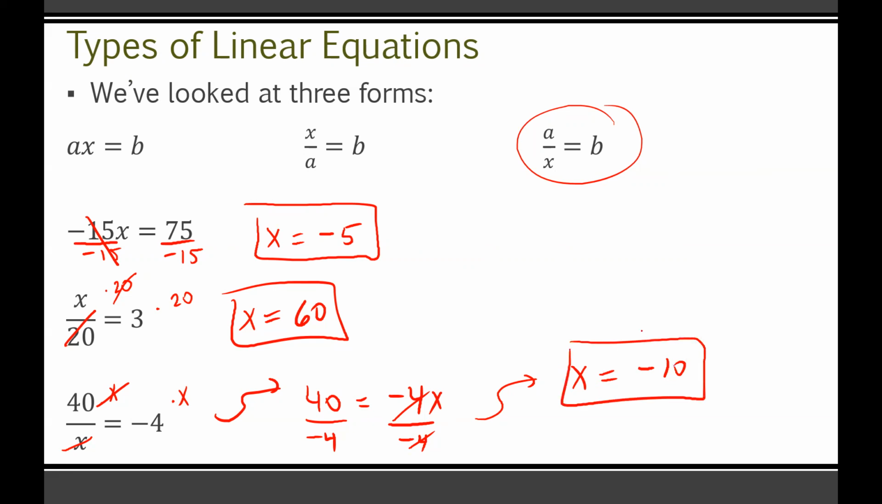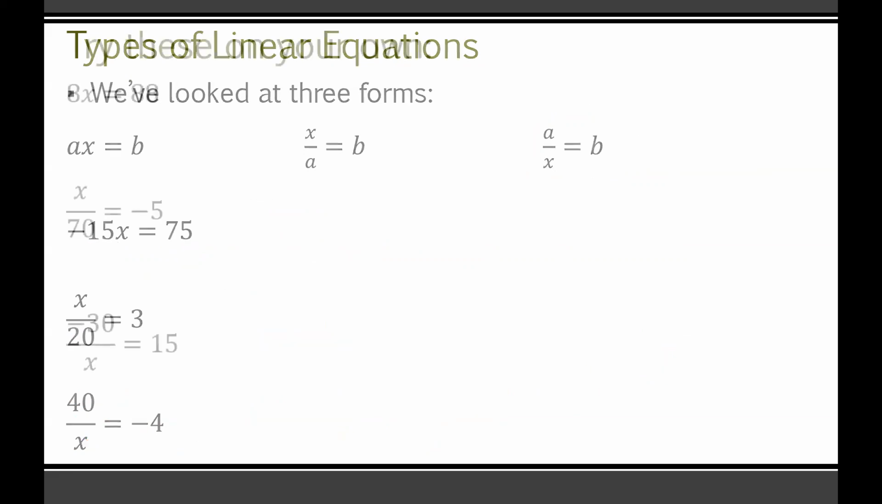Perfect. So if you're ever wondering if you got it right, you can always take your answer and go back to your original question. You could try 40 divided by negative 10. Good news is 40 divided by negative 10 is indeed negative 4. So you can always check your work that way if you're not certain whether or not you got it right.